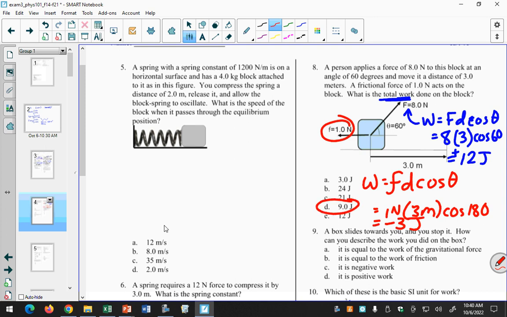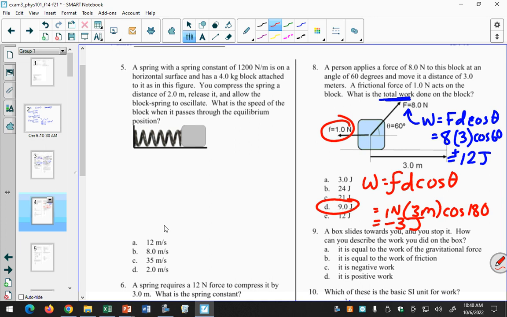Okay? Oh, because I'm asking for the total work that's being done. I'm not asking for the work done by F. I'm asking for what is all of the work that's being done on this object. Okay?